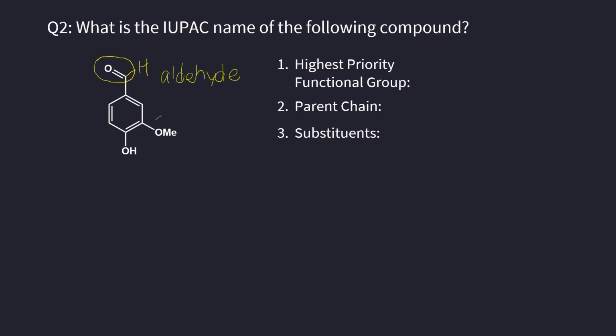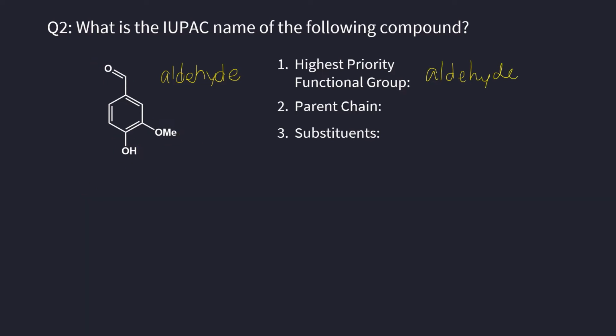We have an ether group, a methyl group attached to an oxygen, so we call that a methoxy group. And we have an OH, which is a hydroxy, also known as a hydroxyl group. Which one of these has the highest priority? It is the aldehyde.